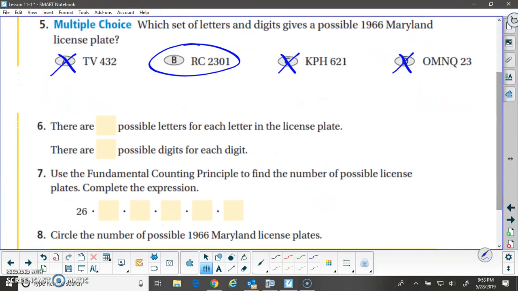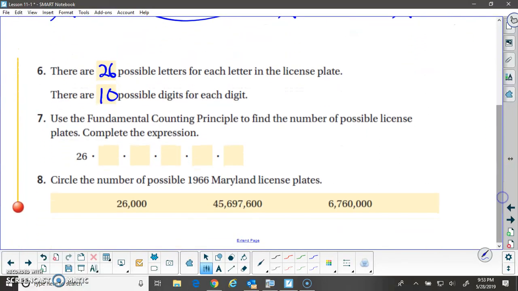So there are 26 possible letters for each letter in the license plate. There are 10 possible digits for each digit. So using the fundamental counting principle to find the number of possible license plates, we'll complete this expression. There's 26 letters for the first spot. There's 26 letters for the second spot. There's 10 digits for the third spot, 10 digits for the fourth spot, 10 digits for the fifth, and 10 digits for the sixth. Now if we take each of these numbers and we multiply them, that should give us our answer, which is 6,760,000.